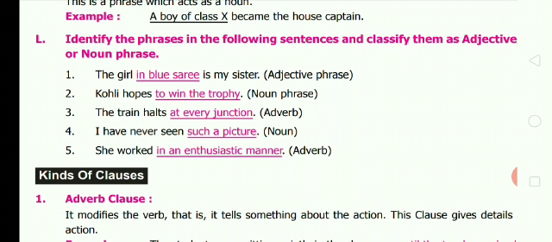Fourth one, I have never seen such a picture. So what did you see? I have never seen. So it is noun phrase. Fifth one, she worked in an enthusiastic manner. How did she work? You ask the question, it is adverbial phrase.